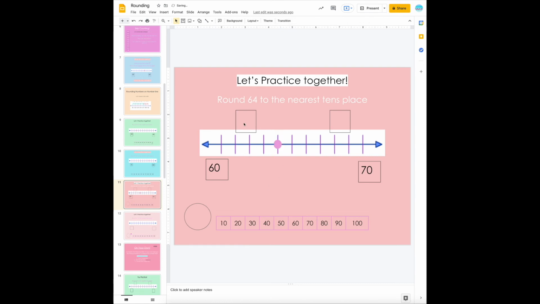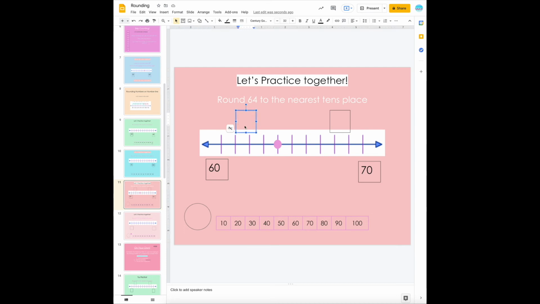Now these boxes up here are for us to mark how many jumps it takes. So I'm going to put up here how many jumps it takes to jump down to 60, and I'm going to put over here how many jumps it takes to go up to 70 to kind of help us remember which one it's closest to. So I'm going to start here at 64 and I'm going to count down to 60. So count with me. Ready, ready, go. 1, 2, 3, 4.